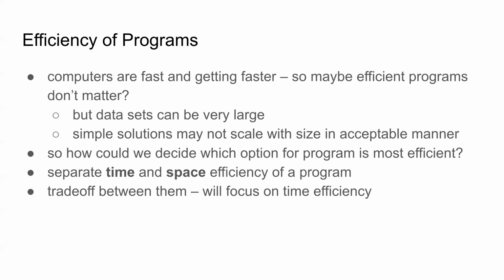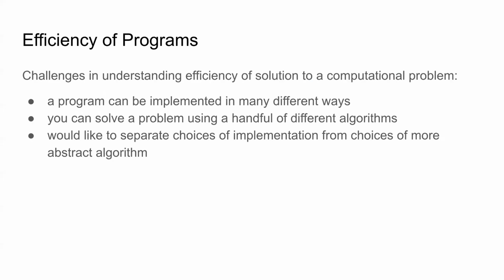But how can we decide which option for our programs or which algorithm is efficient? You probably have a lot of different ways to solve a problem, but which one is more efficient, right? And in particular, we care about time and space efficiency of the problem. In other words, how much memory the program will occupy and how fast it will run. And oftentimes it's a trade-off, right? We sometimes sacrifice memory to save time, or sacrifice time to save memory. So let's talk about time efficiency for now.